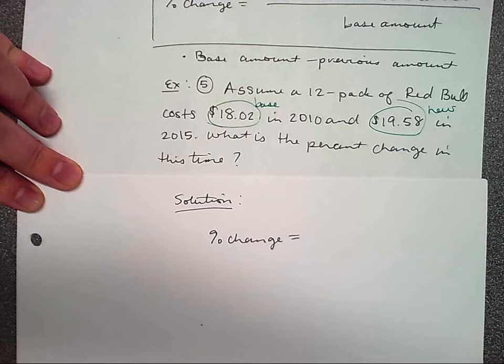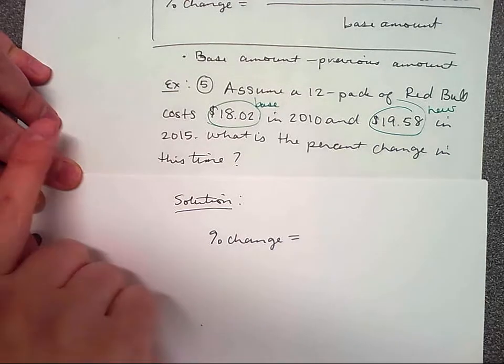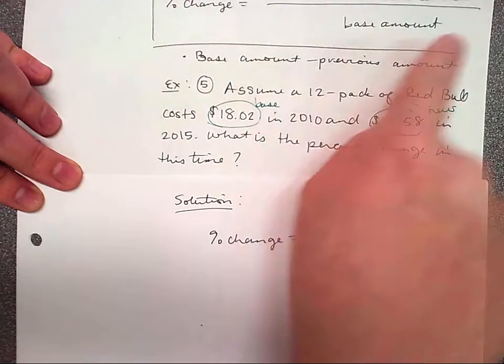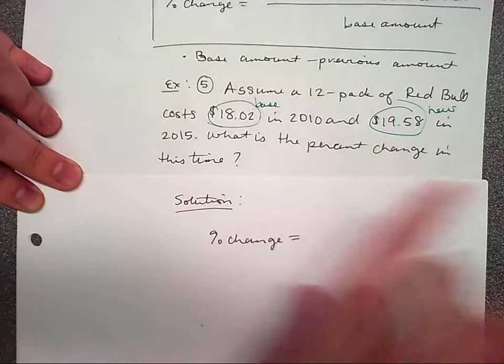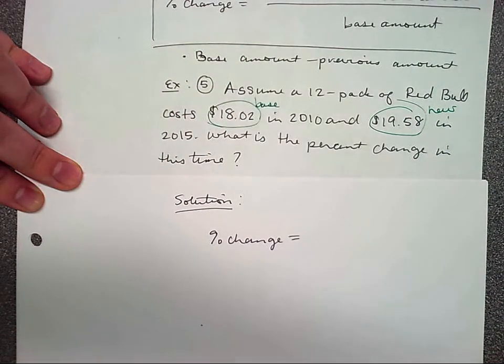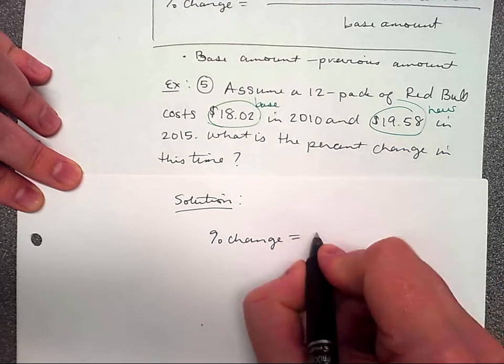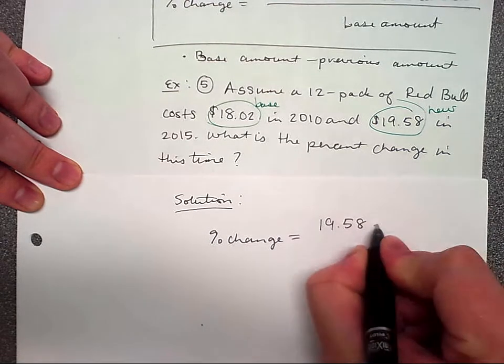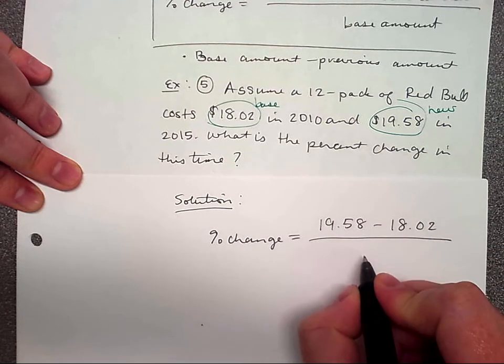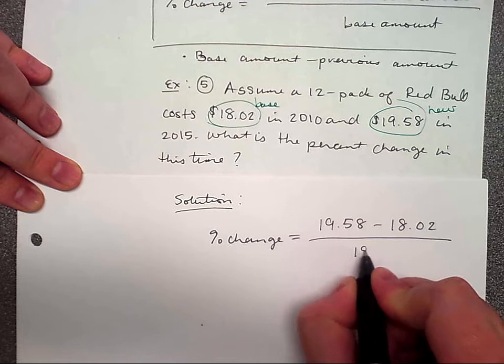So I have this word problem. Maybe it tells me the ingredients in Red Bull. Maybe it tells me Red Bull is sold at convenience stores. I don't care, right? You have to filter out all of that additional information and say, okay, the last sentence says, what is the percentage change? Okay, let me remember my formula for that and see what I need. Circle the stuff you need, underline the stuff, and figure out how to plug it into that formula. So percentage change equals new amount, which is 19.58, minus base amount, which is 18.02, divided by your base amount, 18.02.